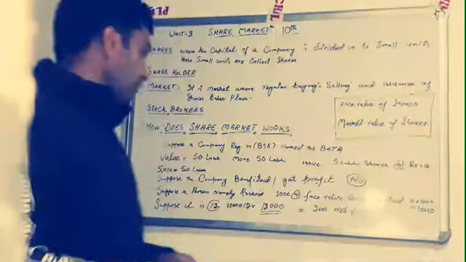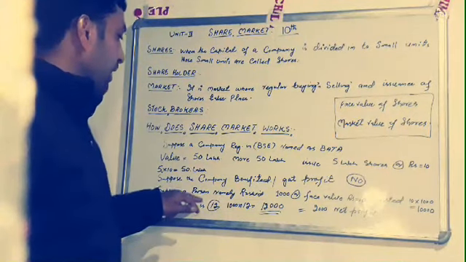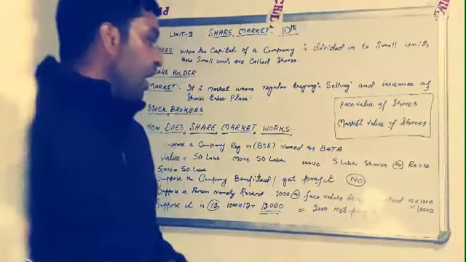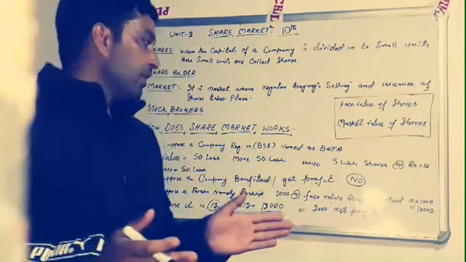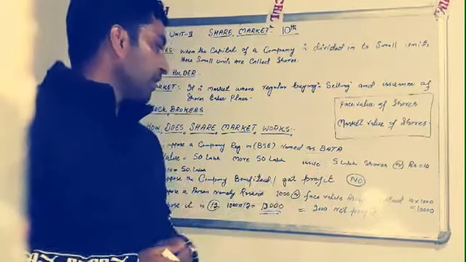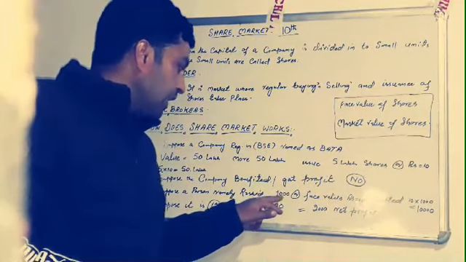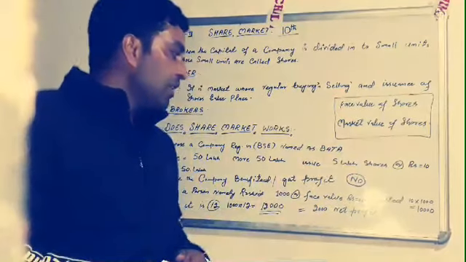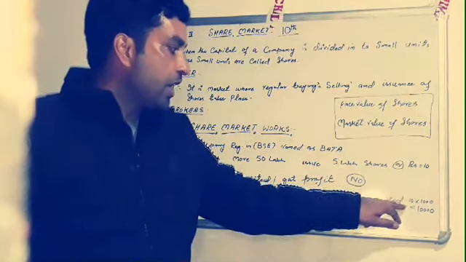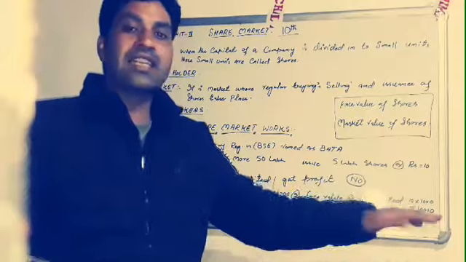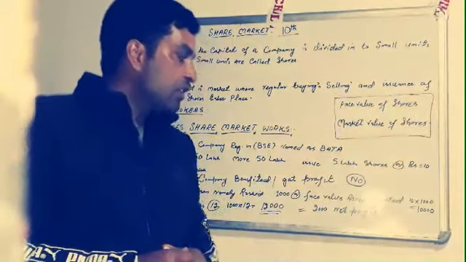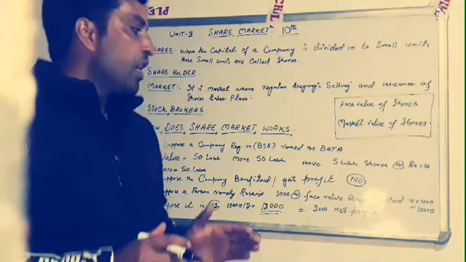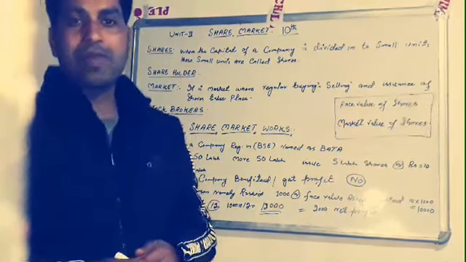I will explain. Suppose there is a man and the name of that man is Abdul Rashid. He invested in this Bata company and bought 1000 shares at the face value of rupees 10. That means he has invested 10 into 1000 is equal to 10,000 rupees. That means Abdul Rashid bought 1000 shares in the share market at the rate of 10.